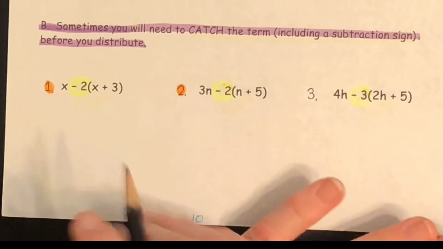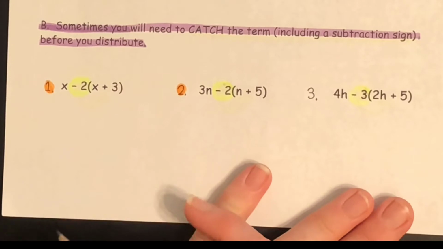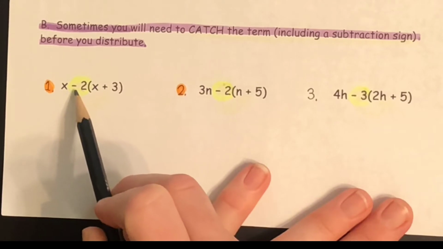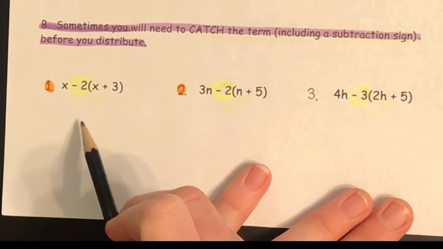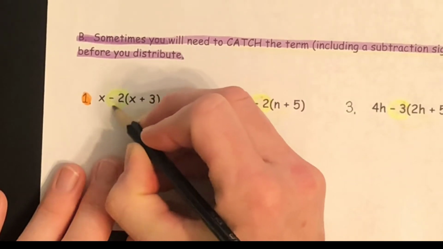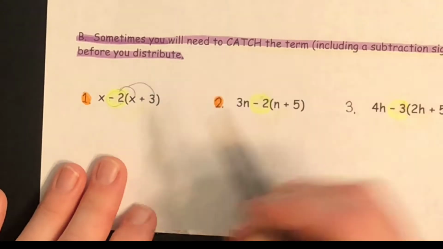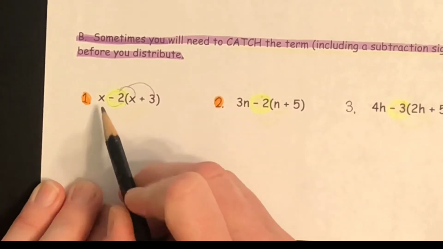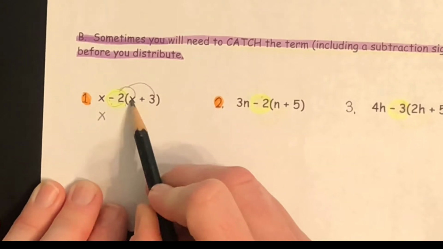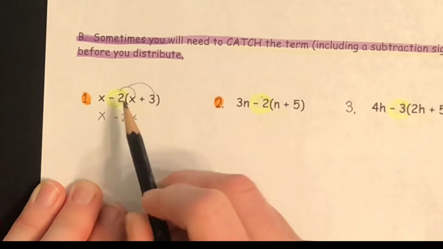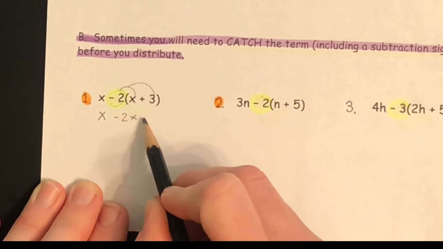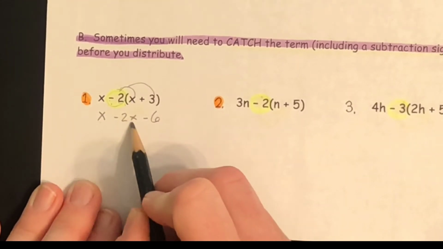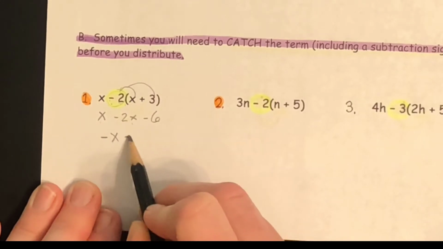Down here, you have more expressions with parentheses. On each of these, however, the number that you're distributing is subtracted. So when you distribute, you think of this as a -2. And when you distribute, you catch that minus sign and you distribute the whole -2. So watch how this works. -2 times x is minus 2x. -2 times 3 is minus 6. Now I've got some terms to combine. x minus 2x would be -x minus 6.